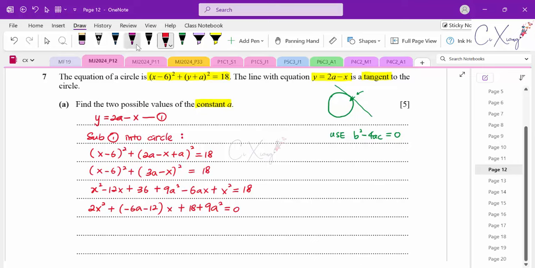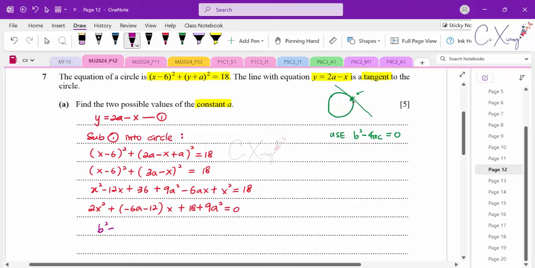Okay, and because we want to use b squared minus 4ac equals to 0 now, after I get the quadratic form equation, right, I'm using this because, again, our line is actually a tangent to the circle, and they only cut each other at one point. Okay, so we are using b squared minus 4ac equals to 0. What is b squared here? Negative 6a minus 12x, oh sorry, minus 12 squared minus 4ac.